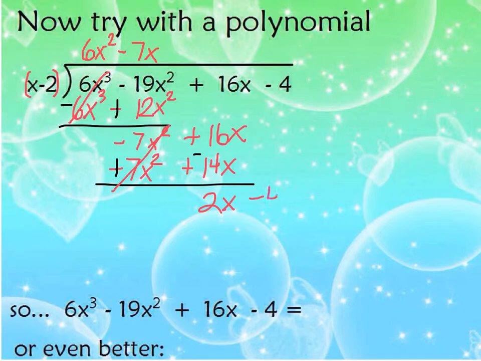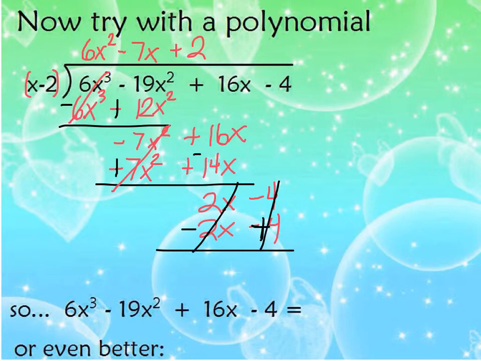Bring down the negative 4. So start over. x times what gets you 2x? It should be a positive 2. And then take your 2 times your x minus 2, so that's a 2x minus 4. Change your signs. Oops. And everything cancels out. So this one doesn't have a remainder, so that's awesome.